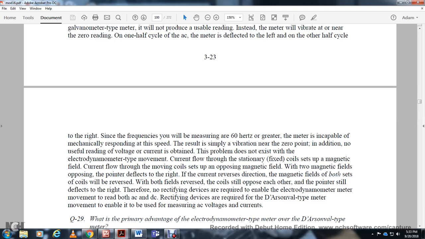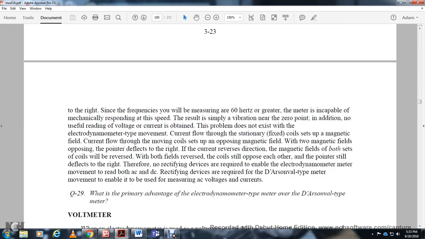The electrodynamic type of movement does not exhibit this problem. Current flows through the stationary fixed coils, producing a magnetic field. Current flowing through the movable coil produces an opposing magnetic field, and the pointer deflects to the right. When the current reverses direction, the magnetic field of the poles is reversed in both coils, and they still oppose each other, so the pointer still deflects to the right. No rectifying devices are required to enable the electrodynamic meter movement to measure both AC and DC. A rectifying device is required with the d'Arsonval type meter movement to enable you to measure AC voltages and currents.